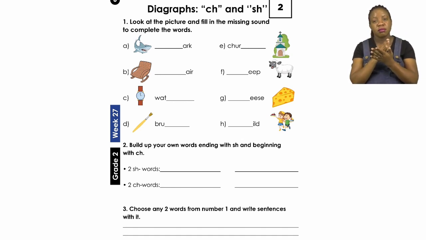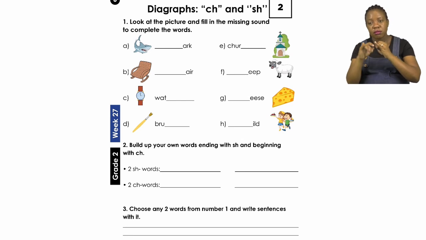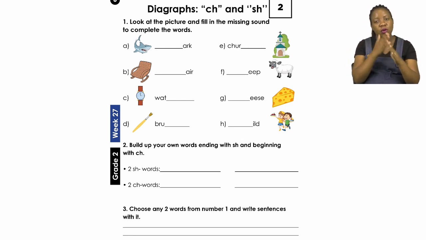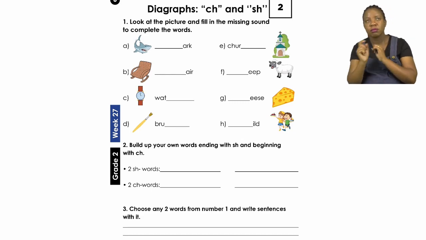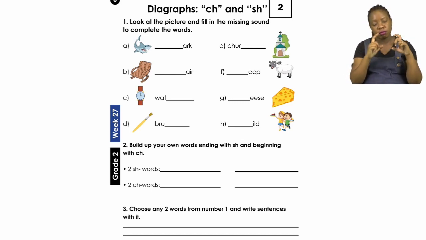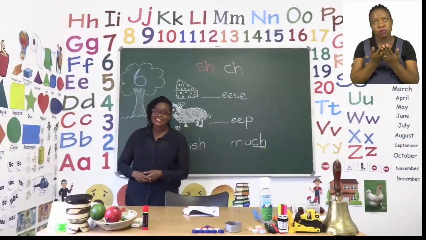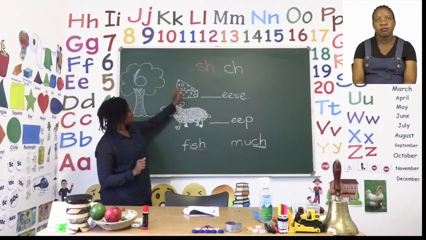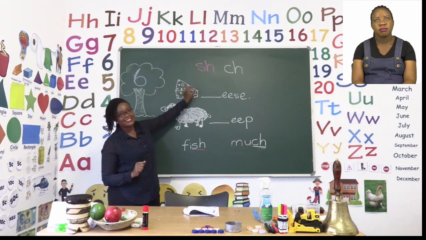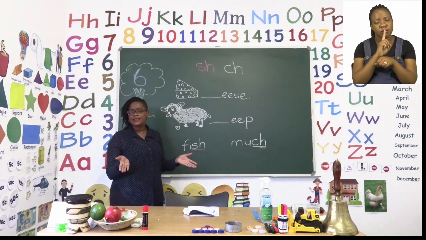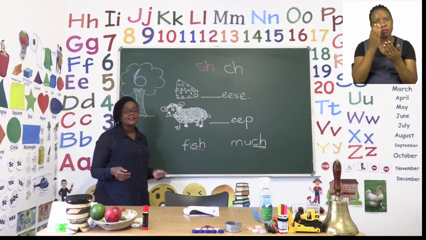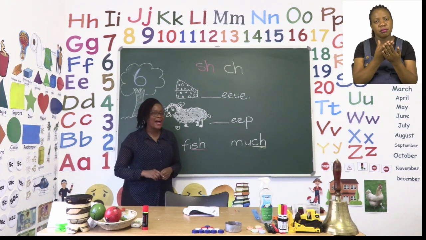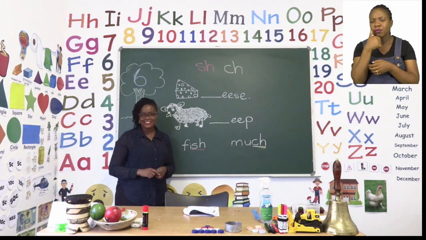Today, for the first one, we're going to look at the pictures and fill in the missing sound to complete the words. We're going to do 2 of them together. So let's take a look at the board. Now remember, we need to fill in the sound. So first we take a look at the pictures. The first picture we have is something nice and juicy. It tastes so good on bread, and I heard that mice love to eat it.